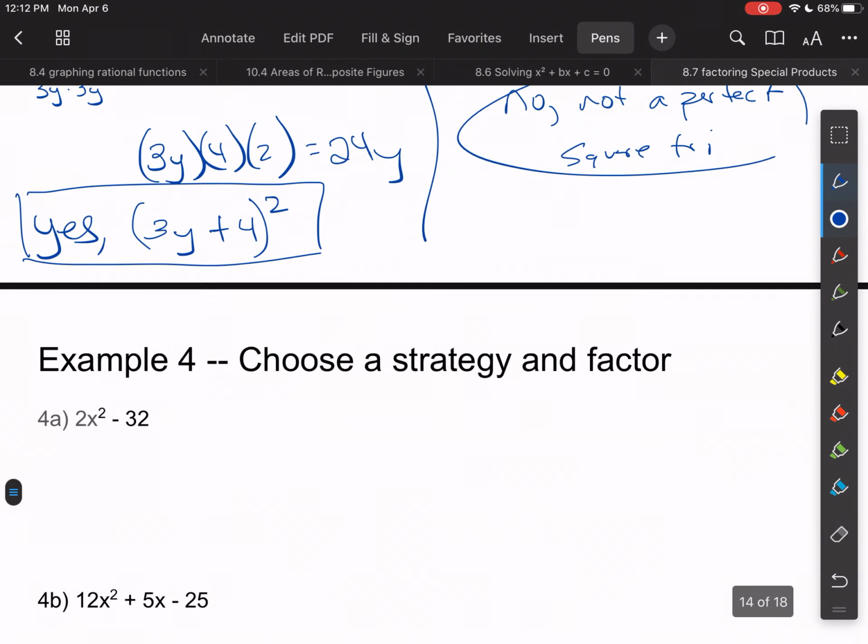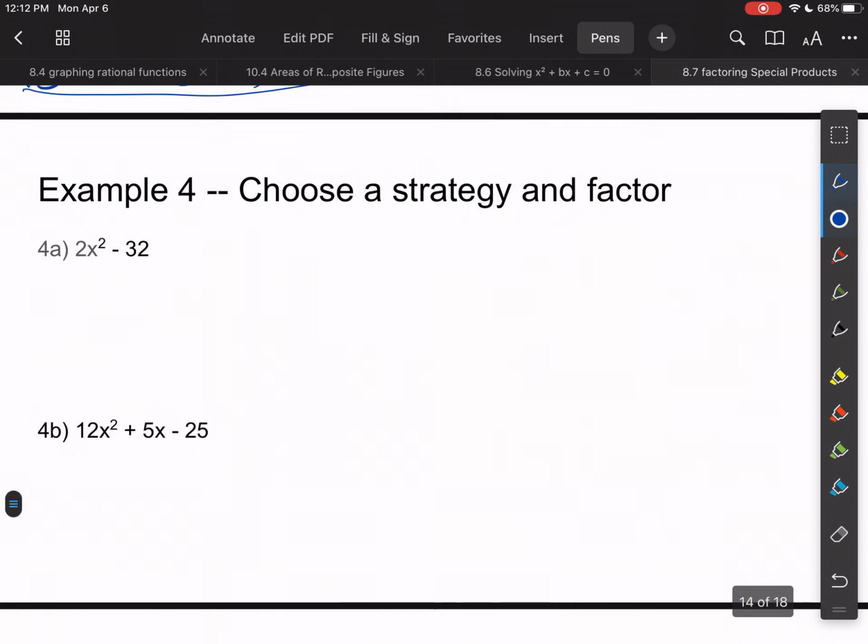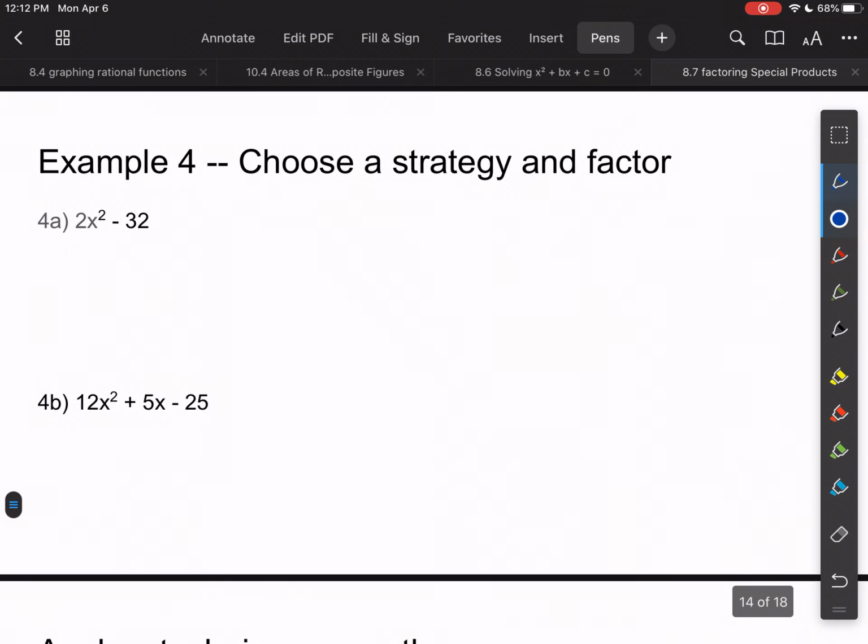Okay. Keep cruising on to example 4. So example 4, they're going to give you different types of quadratics now. They're going to ask you to try out a strategy and see if you can factor it. So there's a number of strategies out there, and I think I've given you a number of them on your notes.